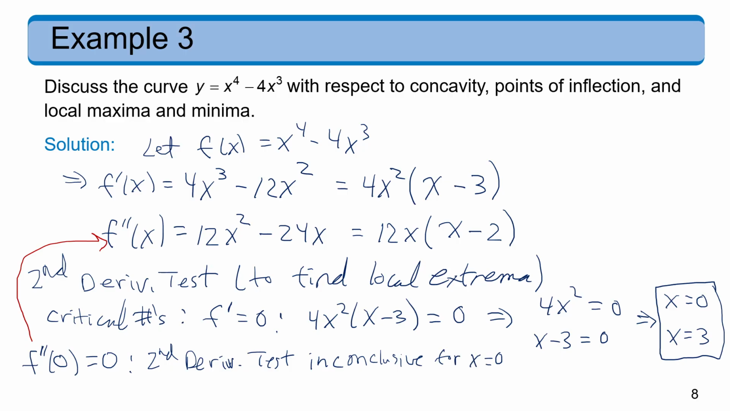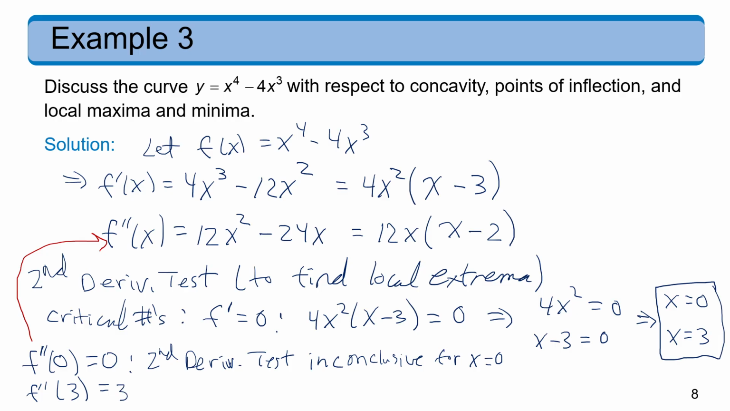Let's go to our second number we found. Our second critical number was 3. So when we plug this in, it might be faster to use the factored form. 12 times 3 is 36, and then that's multiplied by 3 minus 2, which is 1. So the output is 36.